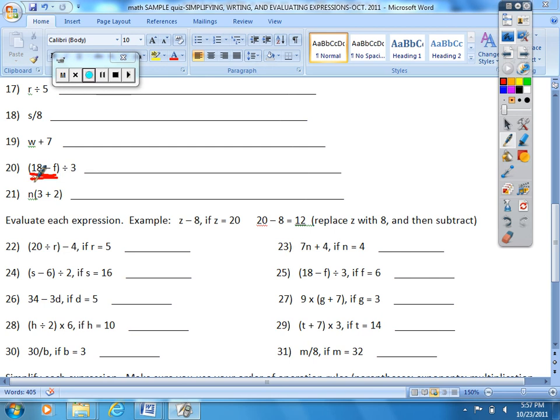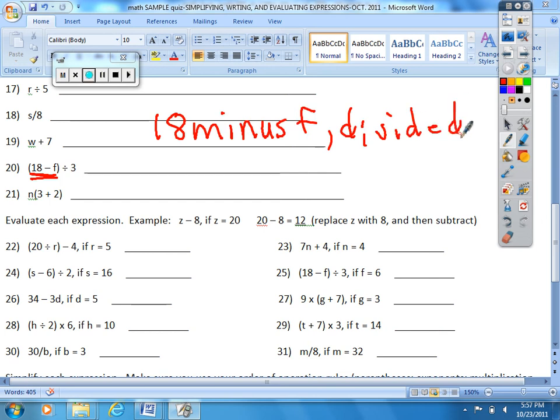So you could write this as simply 18 minus f divided by 3. And as in the previous examples, you've got all kinds of ways you could say it. So these, I don't want these to be hard. Those are basically understanding what you're asked to do and in which order.